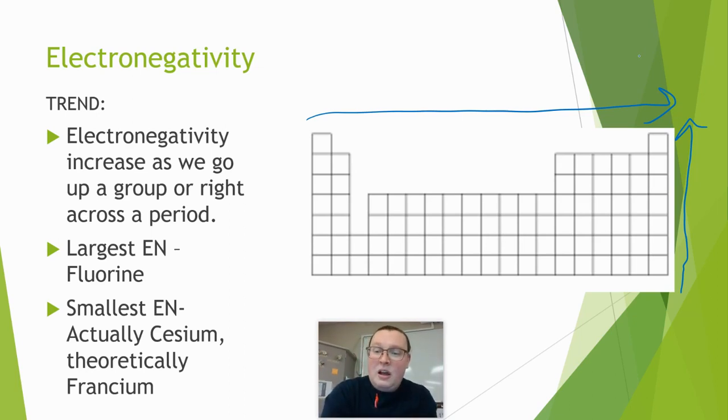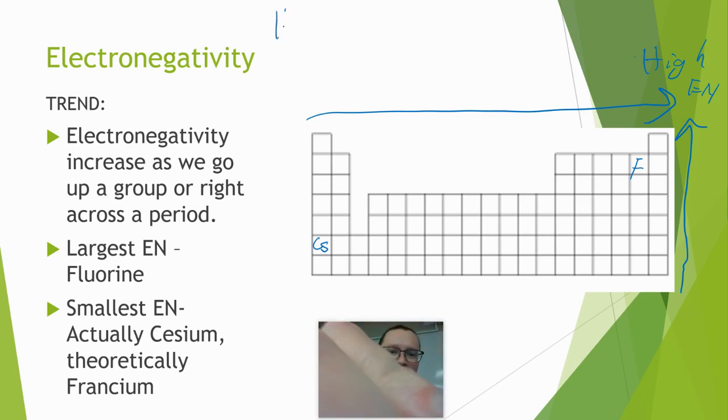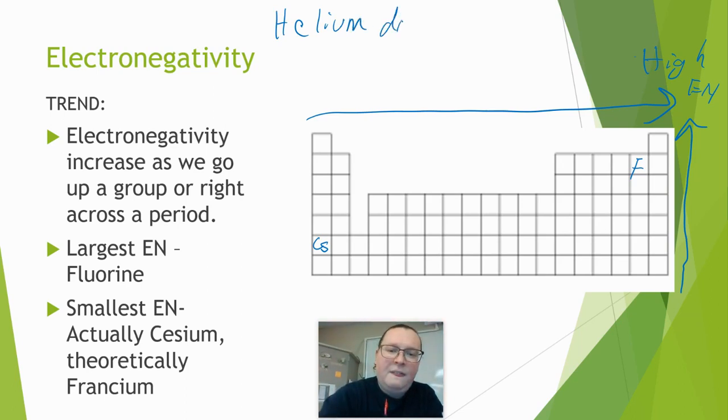Anyway, up here is going to be our high electronegativity. The largest electronegativity is going to be fluorine. I'll come back to that point. It's a little bit weird. And the smallest is going to be cesium. The reason that the largest electronegativity is fluorine and not helium is because helium doesn't want more electrons. Helium doesn't bond.